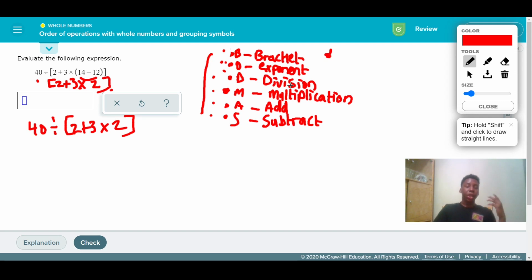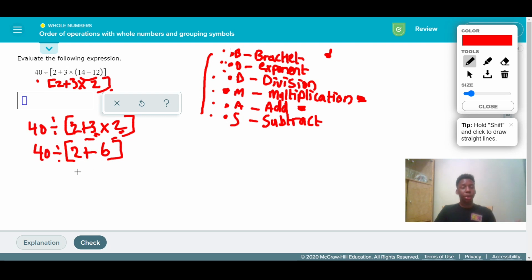So we're going to ask ourselves, what are the signs in this bracket? The signs in this bracket are addition and multiplication, right? And as you can see, multiplication here comes before addition, so we have to work with multiplication first before we add anything. That means we have to multiply 3 by 2 first before we can add 2. So 3 times 2 is 6, which gives us 2 plus 6, divided into 40.